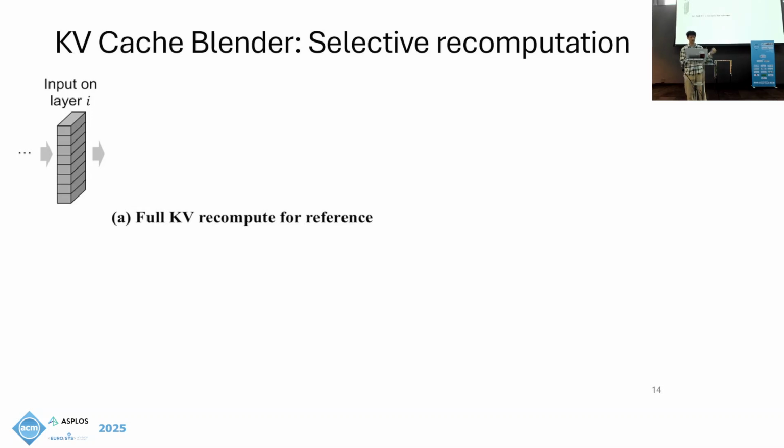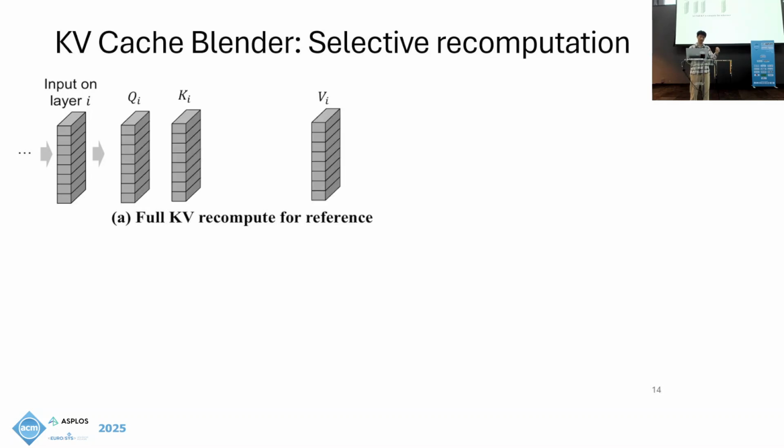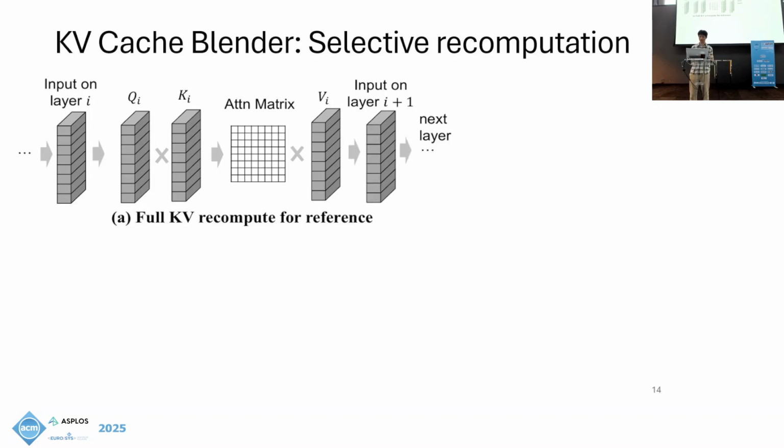And now the more important part of the KV cache blender is selective recomputation. So we start with normal prefill, also known as the full KV recompute. Let's say we have 8 tokens in the input. On layer i, we have an input embedding which corresponds to 8 tokens, 8 rows in this matrix. And then we have linear projections for the Q, K, V matrices. And this Q and K are multiplied together. That generates the attention matrix. This is further multiplied with the V matrix. Then we have the input embedding for the next layer. And this gives us a complexity on the order of the total number of tokens.